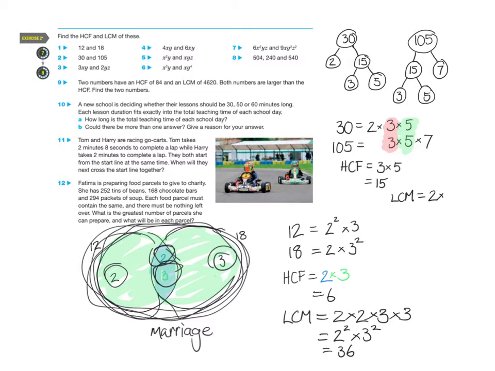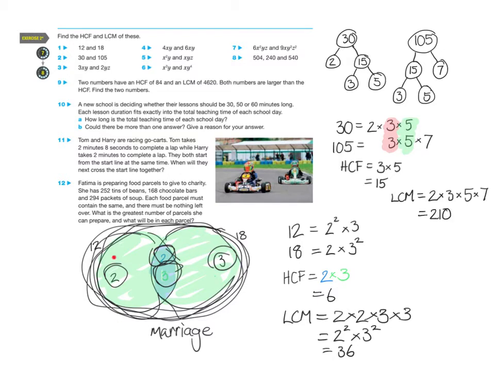And now you'll see I need a 3 because both of them contain 1 3 multiplied by itself. I also need a 5 and I need a 7. So the lowest common multiple is going to be the answer of 2 times 3 times 5 times 7, which is going to give us an answer of 210.